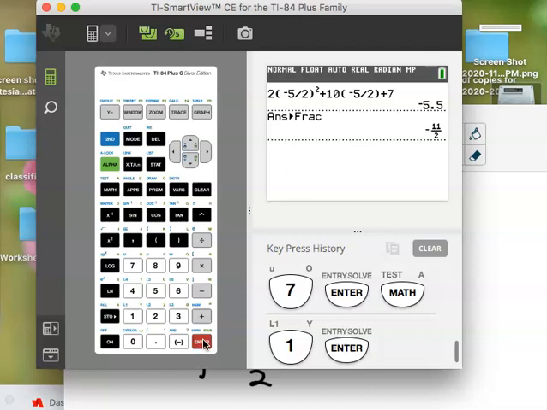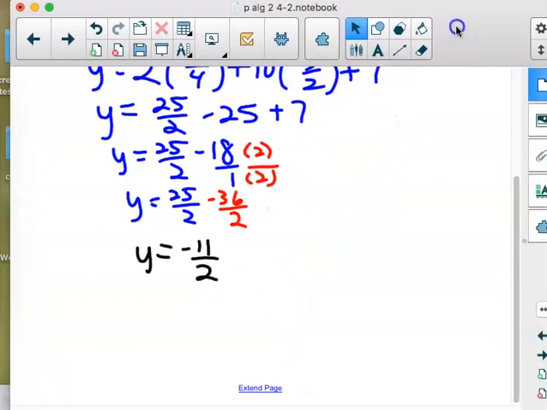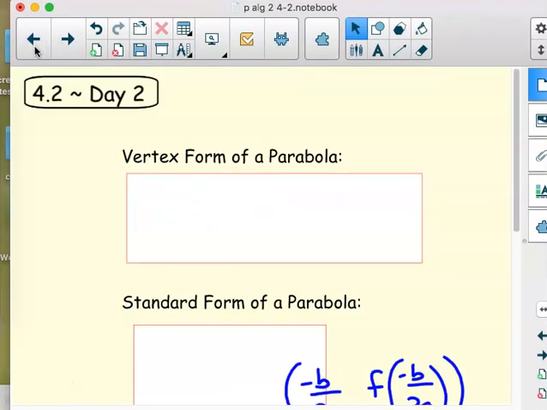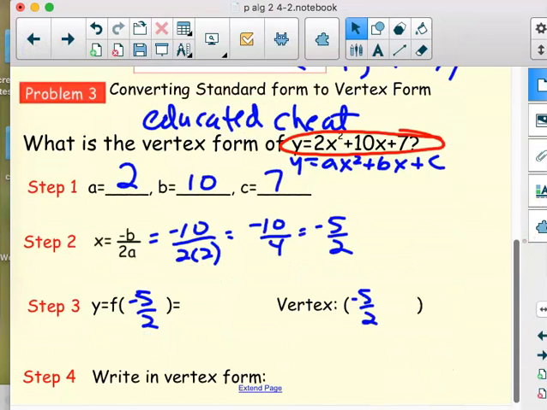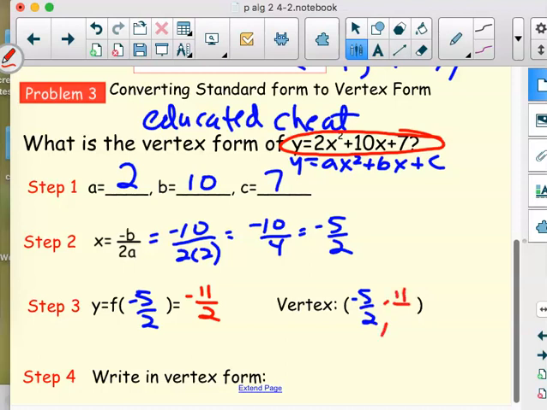Now, this is probably the faster way, but you have to make sure that you're getting the right answer, and the way that you do that is by making sure you're using parentheses whenever you put that negative in there, so everything works out like it's supposed to. So, back to the problem. We now know that if we put negative 5 halves back into that equation, we get negative 11 halves. That gives me the y coordinate for my vertex.